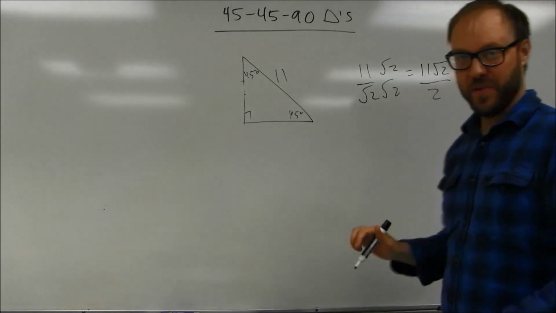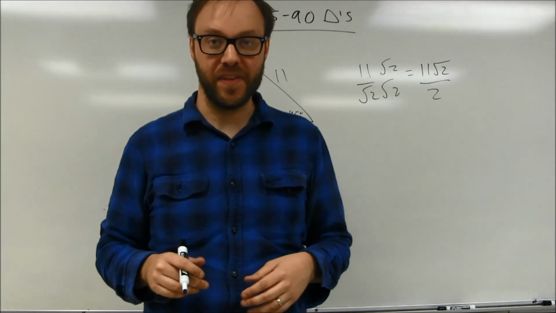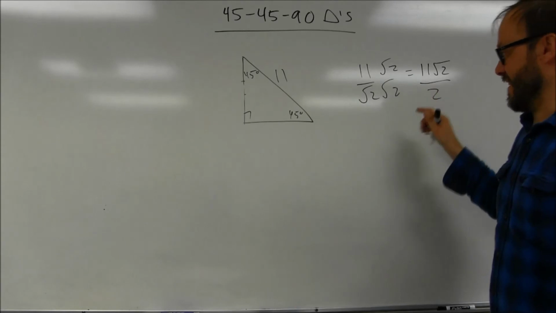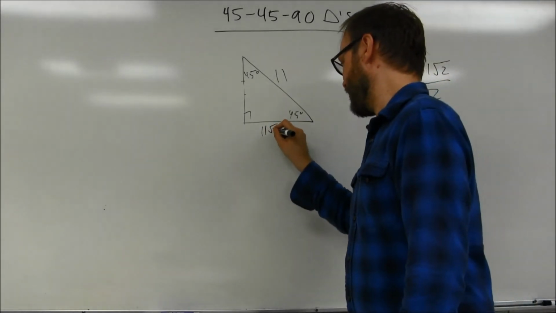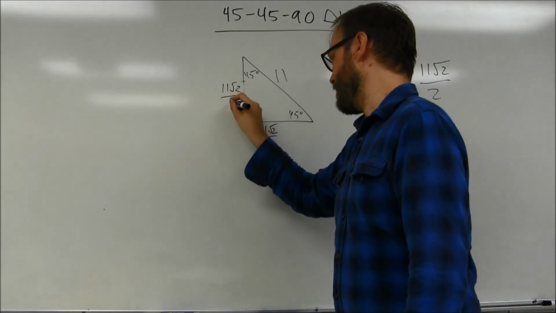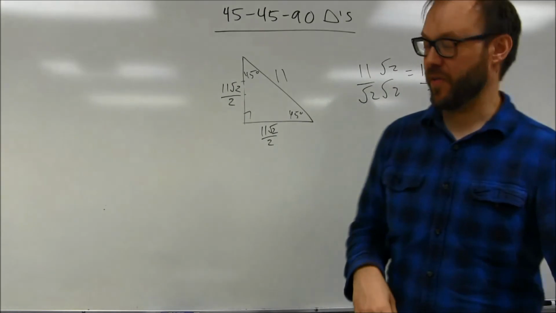2 doesn't divide into 11. I mean, you could say it's 5.5, but I wouldn't leave it in that form. If this number doesn't divide into that number, just leave it. It's going to be 11 radical 2 over 2. If you had to, you can write it as 5.5 radical 2. But I think that's the best form to leave it in.